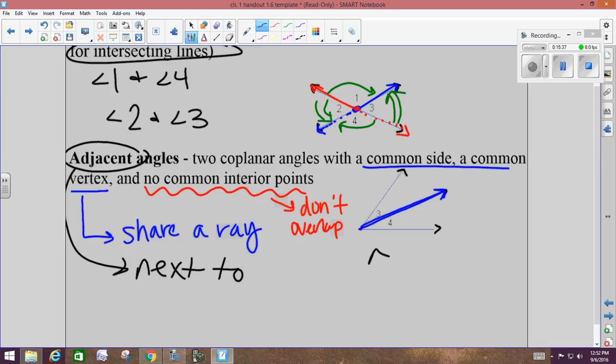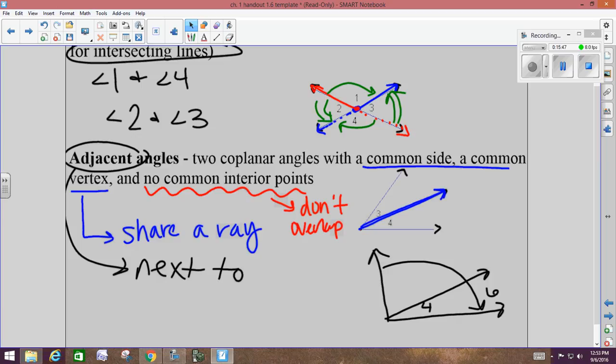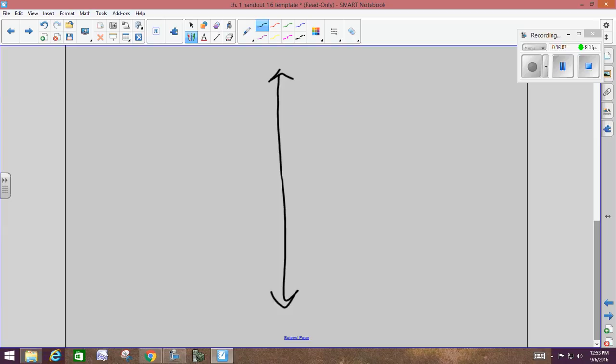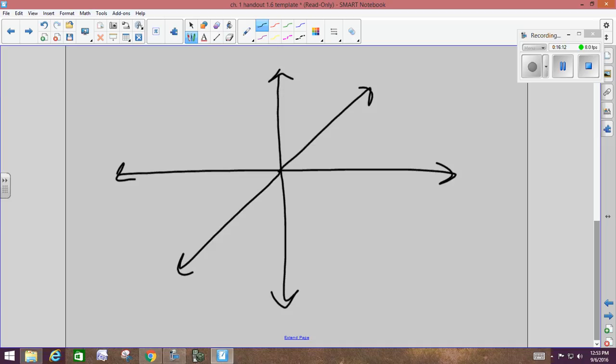Overlapping, that would look something like this. So angle 4 is this bottom one, and angle 6 is the whole thing. They would both share this ray, but they overlap each other, so they're not adjacent. They're non-adjacent angles. They can't overlap. They just have to be right next to each other. Okay. Vertical: across from each other, they're formed by intersecting lines. Adjacent angles are next to each other.